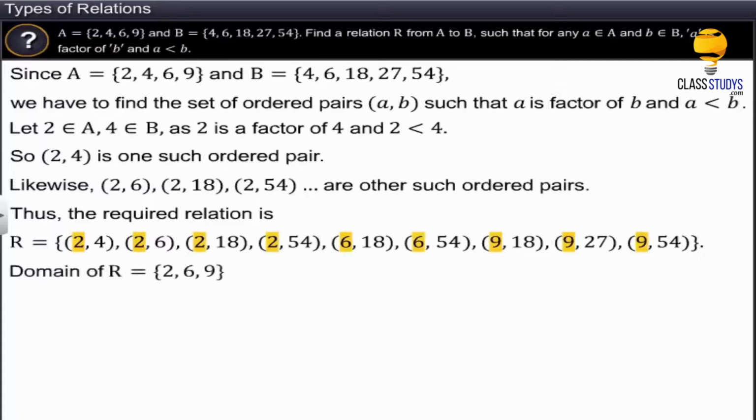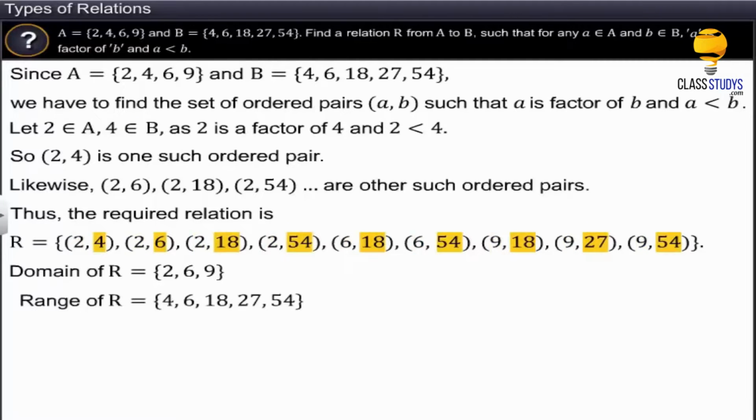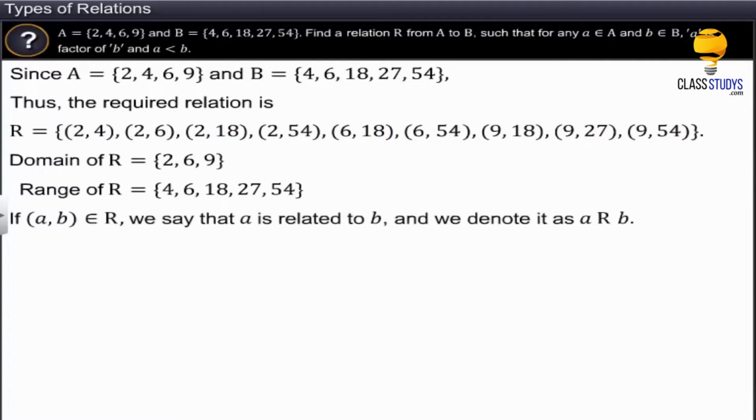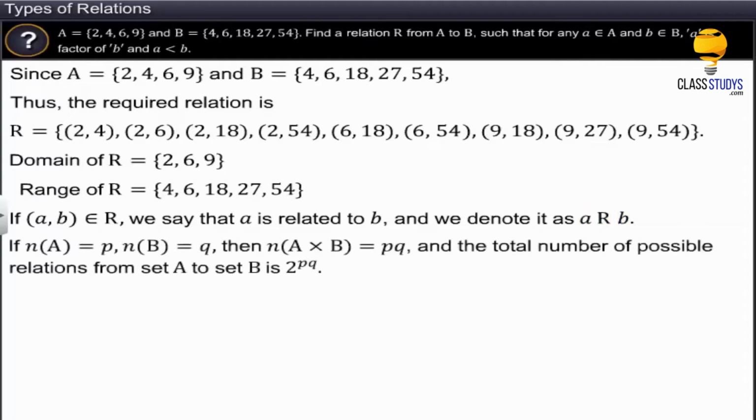The set of all the first elements of the ordered pairs in a relation R from a set A to a set B is called the domain of the relation R, and the set of all the second elements of the ordered pairs is called the range of R. If the ordered pair (a, b) belongs to set R, then we say that a is related to b, which is denoted by aRb.